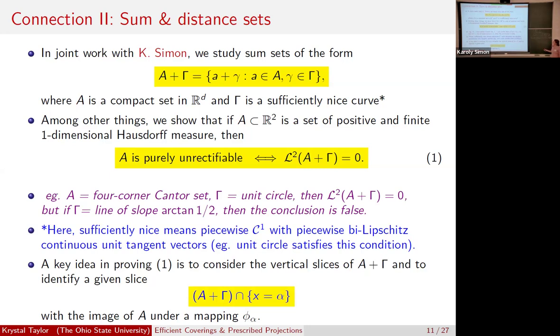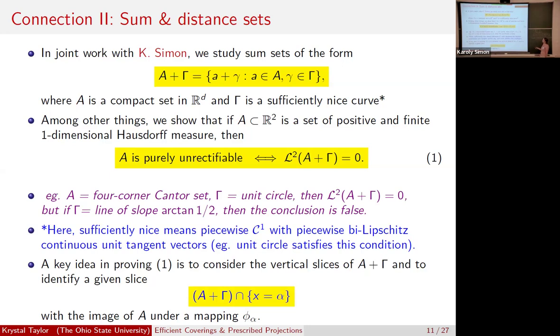So we need some sort of curvature. For instance, C2 with non-vanishing curvature will suffice, although one can weaken that a little bit. Among other things, our main goal is to relate the dimension and geometric structure of A to the dimension and measure, or even topological properties, of A plus gamma.